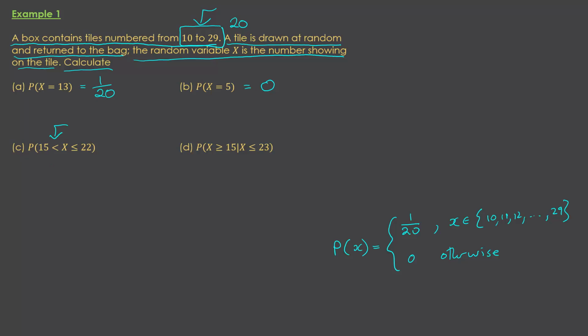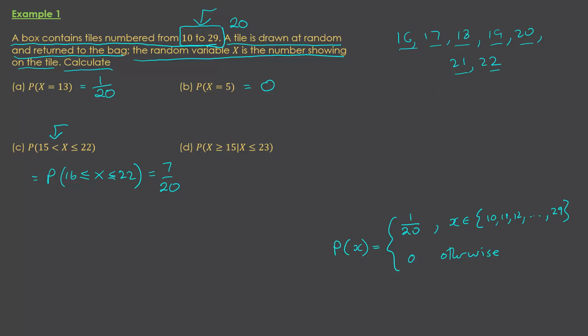Now, be careful when we have a discrete distribution. The probability that x is more than 15 and less than or equal to 22 is the same as the probability of x being from 16 to 22 inclusive. In other words, we're looking here at it being 16, 17, 18, 19, 20, 21, or 22. Now you'll note that that is 1, 2, 3, 4, 5, 6, 7 values. So it's 7 out of 20.